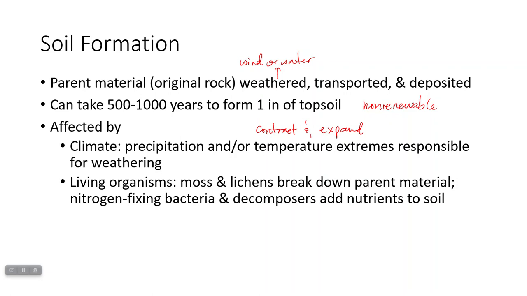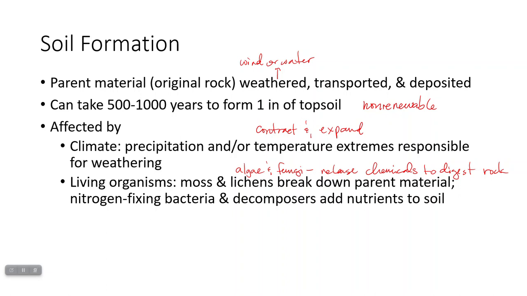Then you can have living organisms. So, for example, various plants can help to break down rock. Lichen and moss are especially good at breaking down parent material. Lichens are a symbiotic relationship between algae and a fungus. And those fungi release chemicals that will chemically digest the rock, and that will help break down the rock or parent material. So when you have lichens in an area, they can help chemically break down the rock, and plants themselves can help physically break down rock as well.